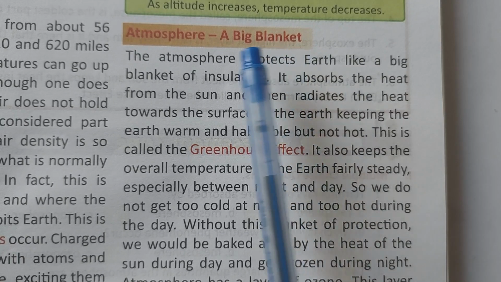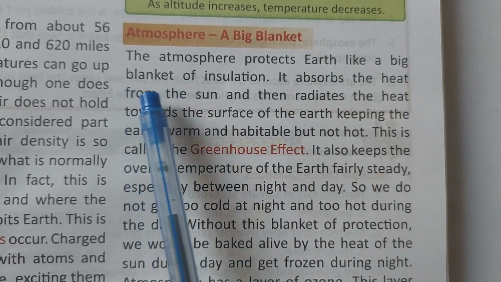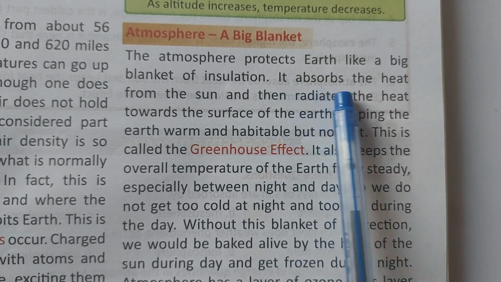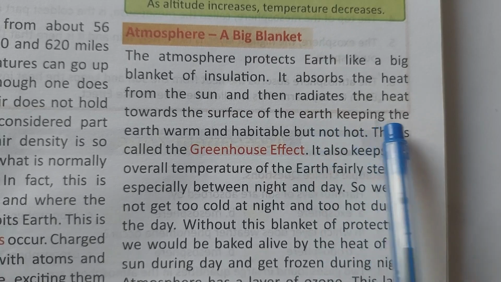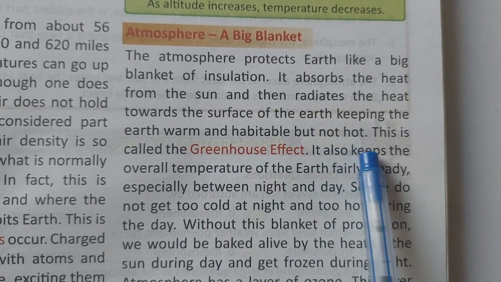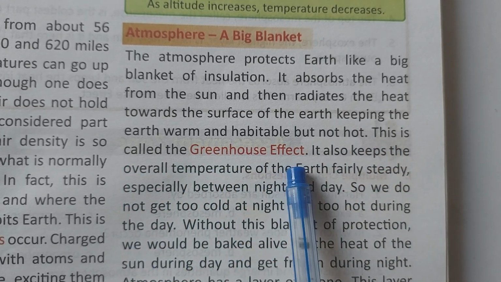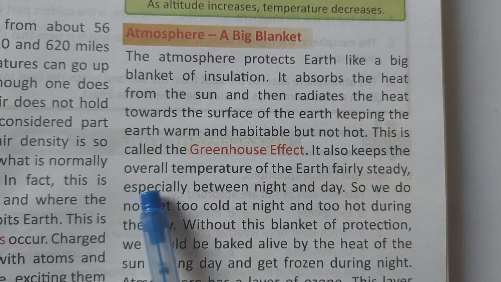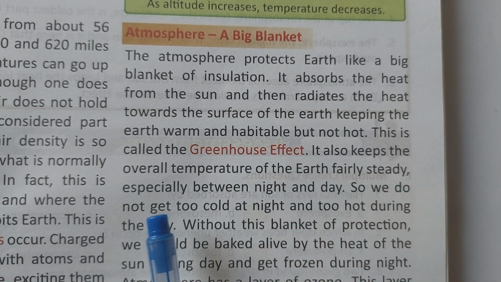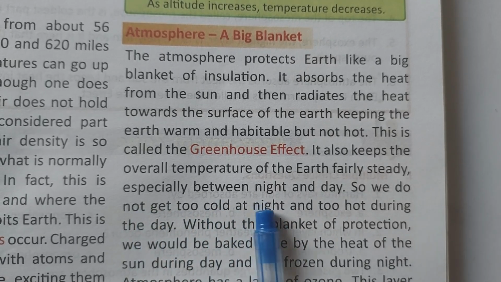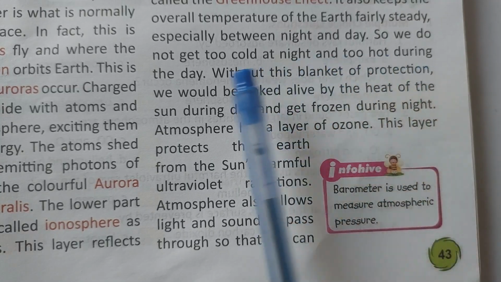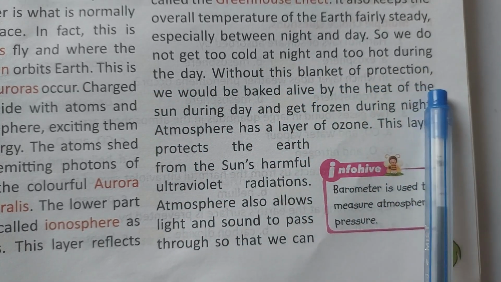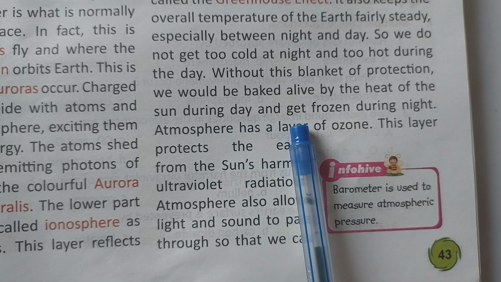Atmosphere, a big blanket. The atmosphere protects Earth like a big blanket of insulation. It absorbs the heat from the sun and then radiates the heat towards the surface of the Earth, keeping the Earth warm and habitable but not hot. This is called the greenhouse effect. It also keeps the overall temperature of the Earth fairly steady, especially between night and day. So we do not get too cold at night and too hot during the day. Without this blanket of protection, we would be baked alive by the heat of the sun during the day and frozen during the night.